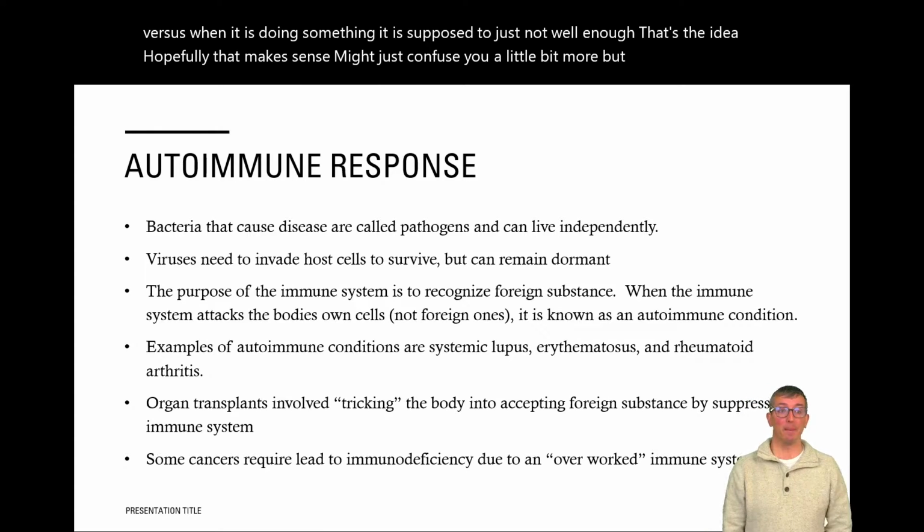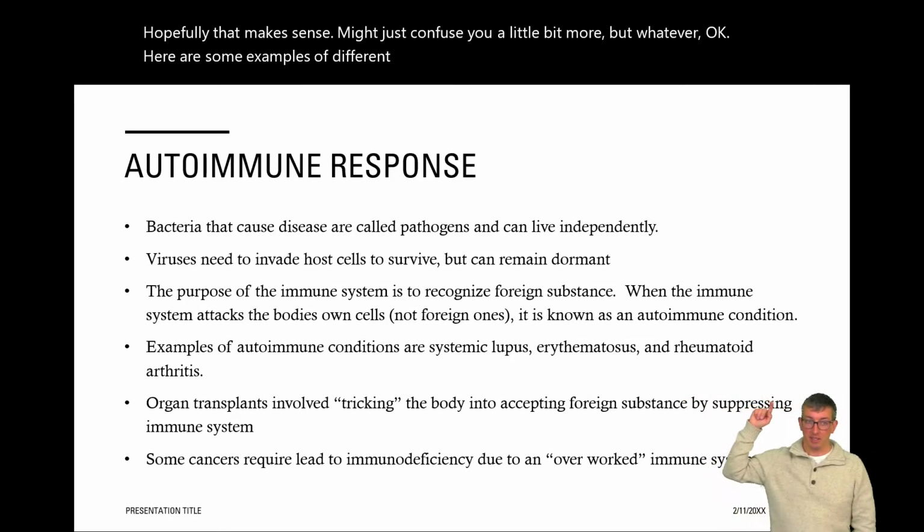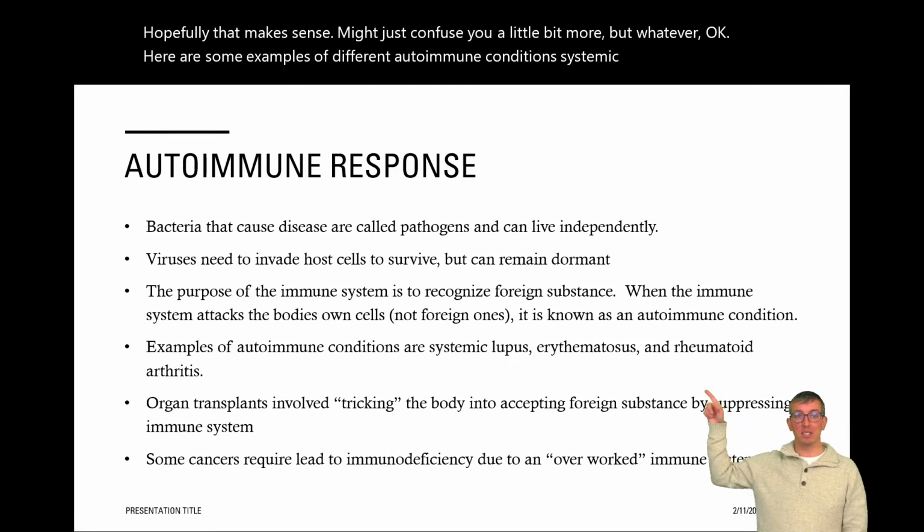Okay. Here are some examples of different autoimmune conditions: systemic lupus erythematosus, and then rheumatoid arthritis. There are other ones. HIV is another one that will be covered in a different chapter.